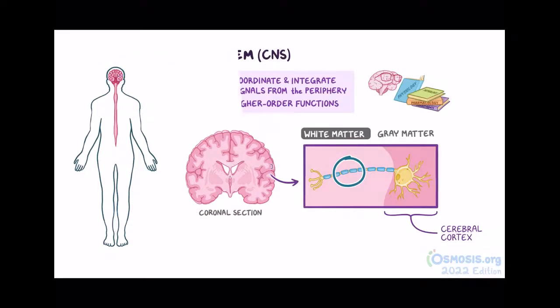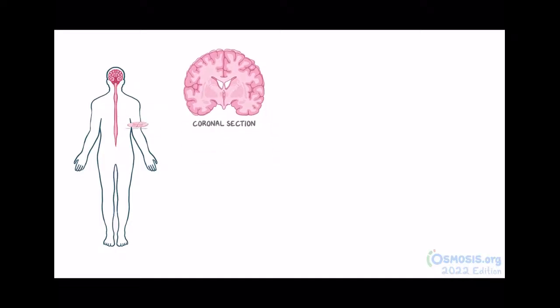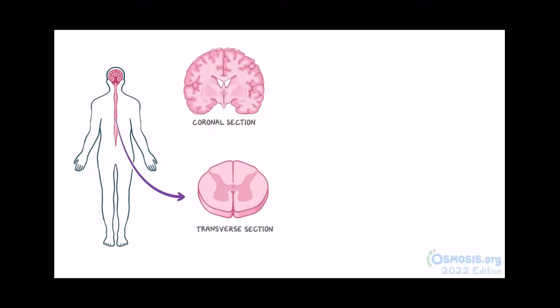Now, the spinal cord also has gray and white matter, but from a transverse section, we can see that their organization is the other way around. The gray matter lies in the center, and the white matter is found in the periphery. The gray matter of the spinal cord is shaped like a butterfly and has 2 major parts, an anterior part called the anterior horn, and a posterior part called the posterior horn.